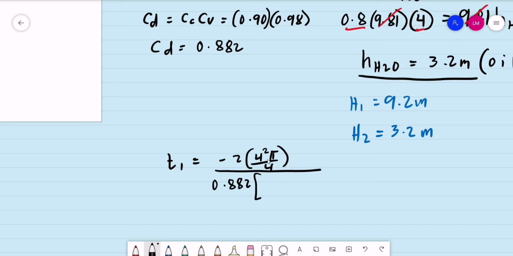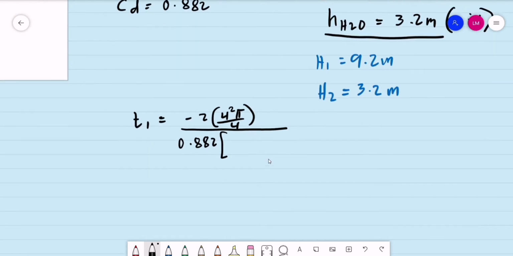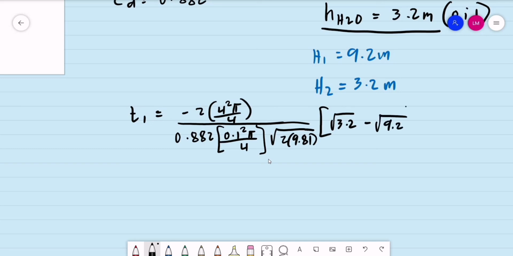Ano yung area ng orifice? So, area ng orifice is 100 millimeters in diameter or in meter, that is 0.1 squared pi divided by 4. Then this is multiplied by the square root of 2 times 9.81. This is to be multiplied by the square root of initial head, final head pala. Final head is 3.2 minus the initial head, that is 9.2 meters. So this is time number 1, time to discharge all the water.